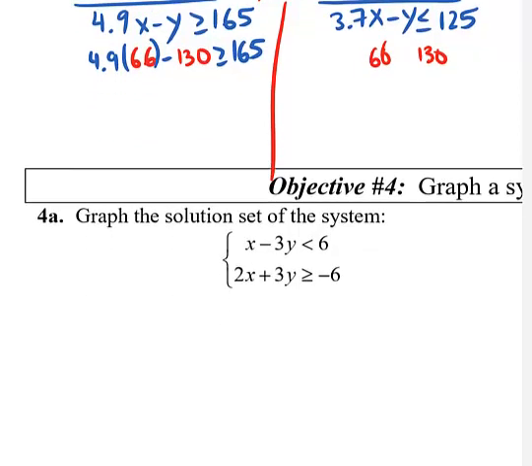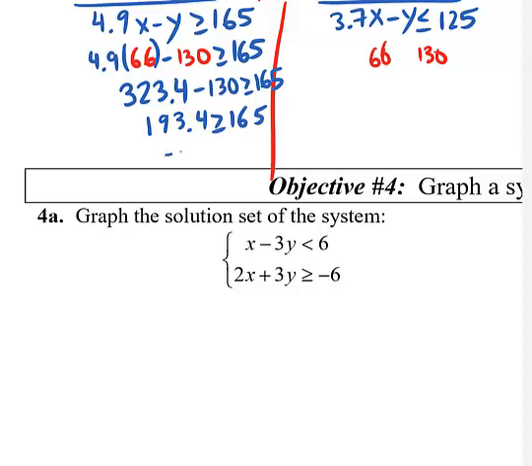Let's see, I have to use my calculator here. I definitely can't do that in my head. What's 4.9 times 66? That's 323.4. That is subtracted by 130. And I want to see if I get something greater than or equal to 165. I do. I get 193.4. That is greater than or equal to 165. So far, so good. That does look like a solution.